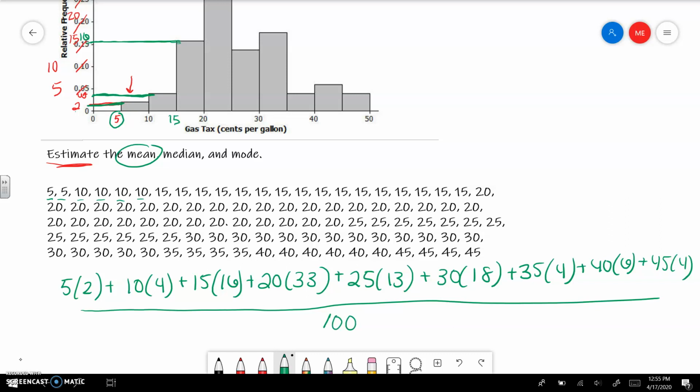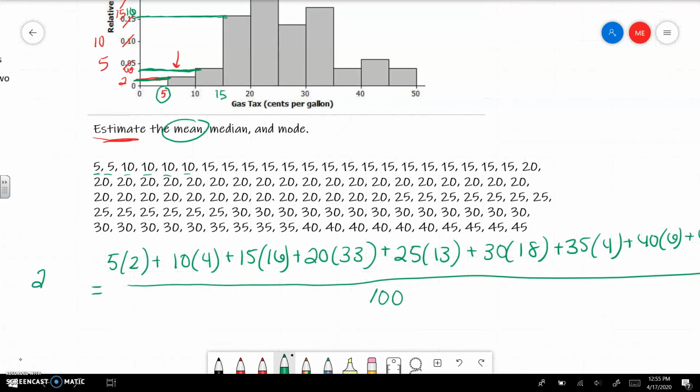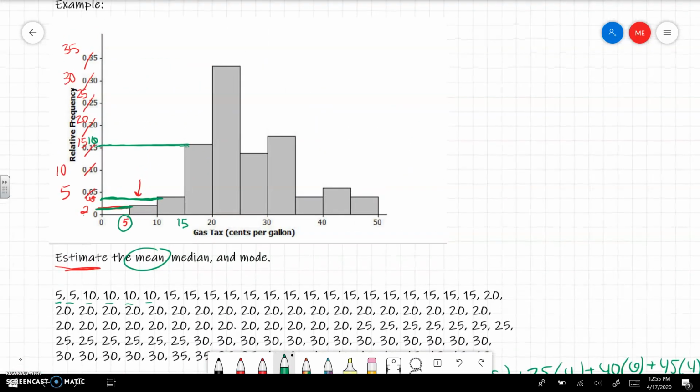And when I put that into a calculator, I get 2,375 divided by 100, which gives us 23.75 as a mean. So let's look at our histogram and see what that looks like. 23.75 is approximately right here.